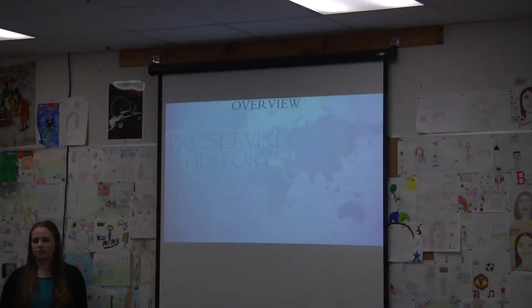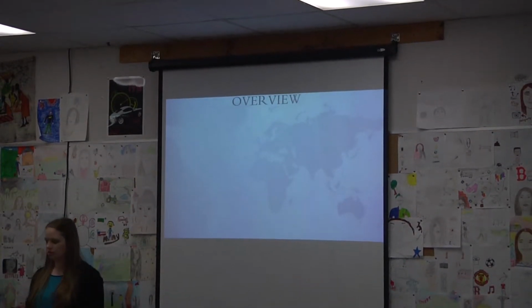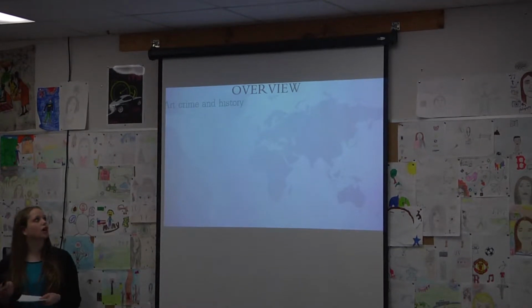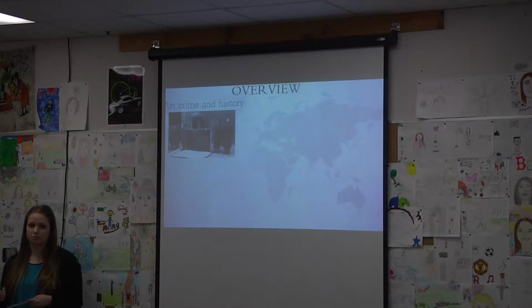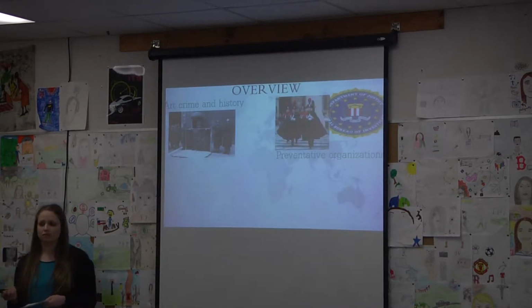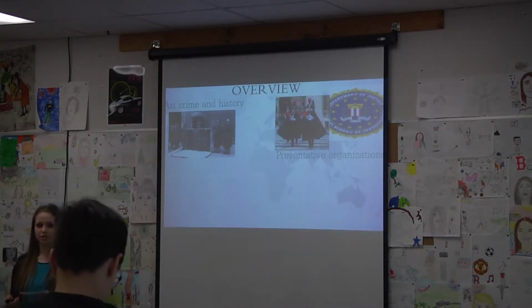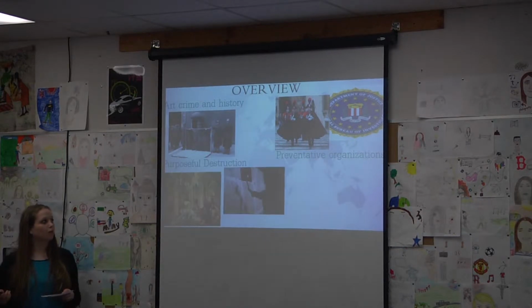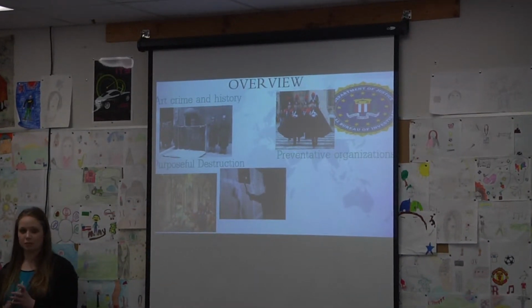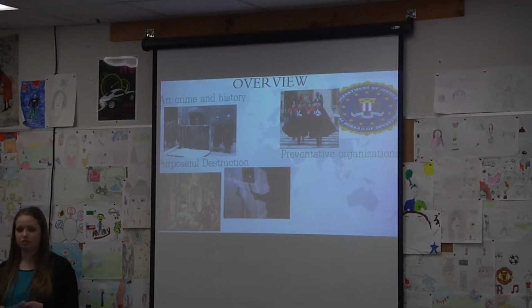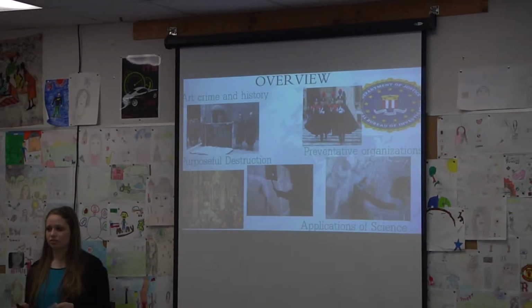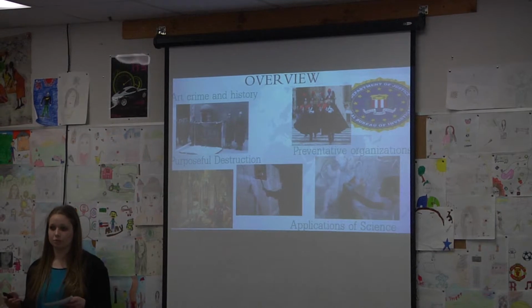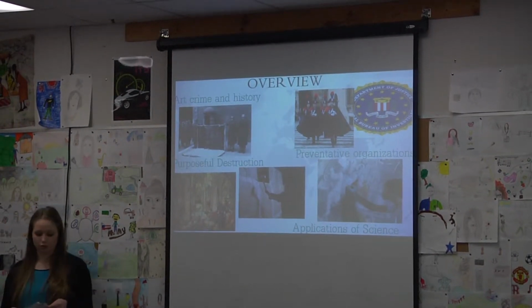So to begin, I'm just going to give an overview of what we're going to be talking about today. The first thing is art crime and history, the different historical instances of which art crimes have been perpetrated, preventative organizations such as national ones and international ones. Purposeful destruction, ones that have been happening in the Middle East, as well as other Western examples and throughout history as well. And I'm going to talk about the application of science, what can be done after items are destroyed, and what can be done after items are stolen.